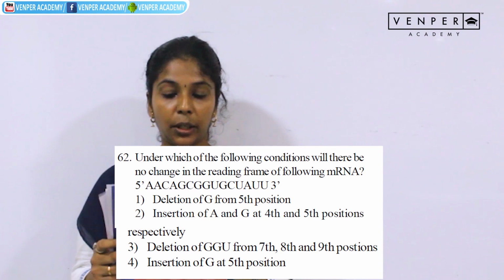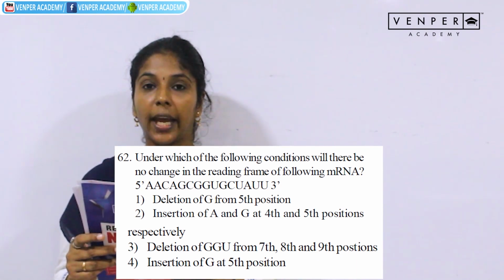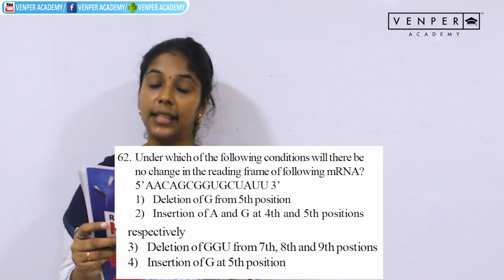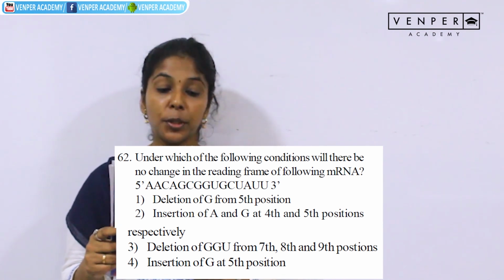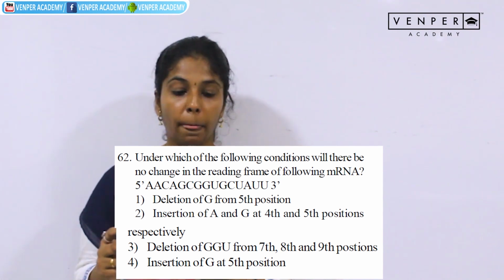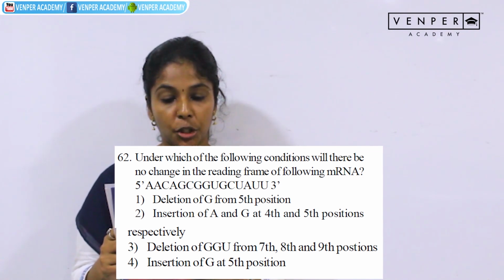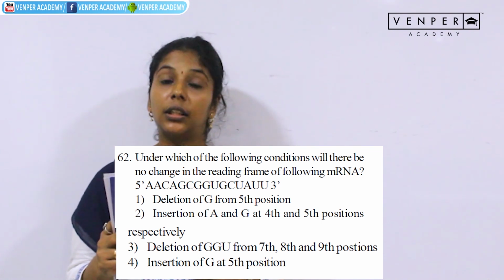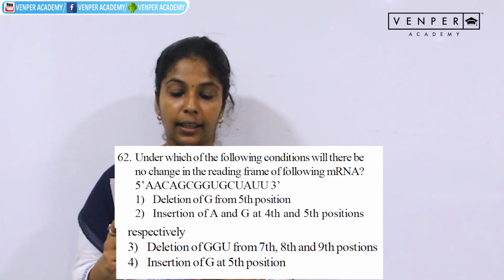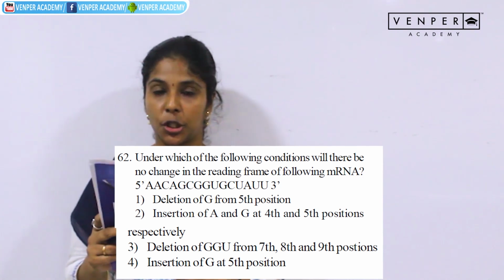Question number 62. Under which of the following conditions will there be no change in the reading frame of the following mRNA? The sequence has been given. The options are: 1, deletion of G from 5th position. 2, insertion of A and G at 4th and 5th position respectively. 3, deletion of GGU from 7th, 8th and 9th position. Option 4, insertion of G at 5th position.